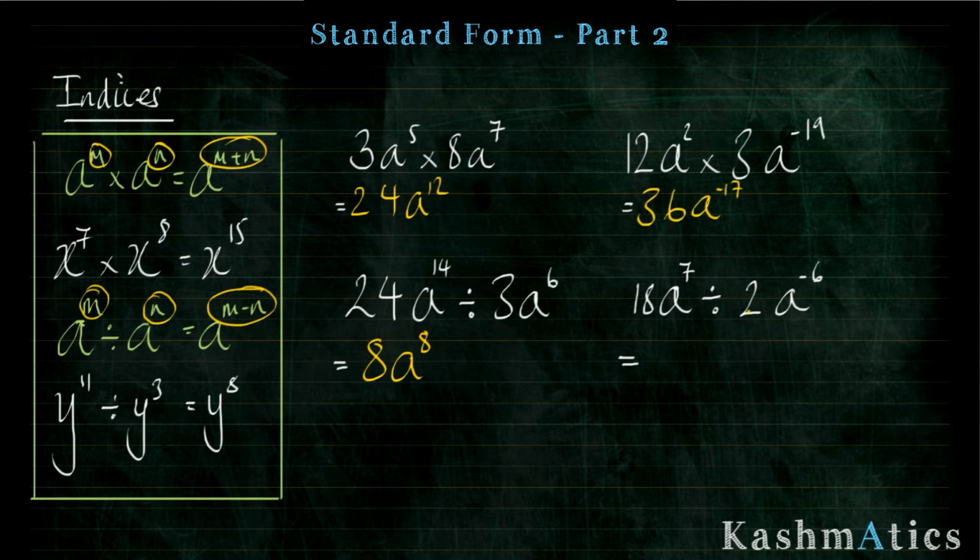Now I've got to be extra careful with this one here. I've got 18 divided by 2, which is 9, so that bit's easy. Then I've got a to the power 7 divided by a to the power minus 6. So I need to subtract the powers, but 7 take away minus 6 would be the same as 7 add 6 to leave me with a to the power 13, because 7 take away minus 6 gives me 7 plus 6, which is 13. So please make sure you understand the index rules and you can deal with negative numbers when you're adding and subtracting them before we move on.